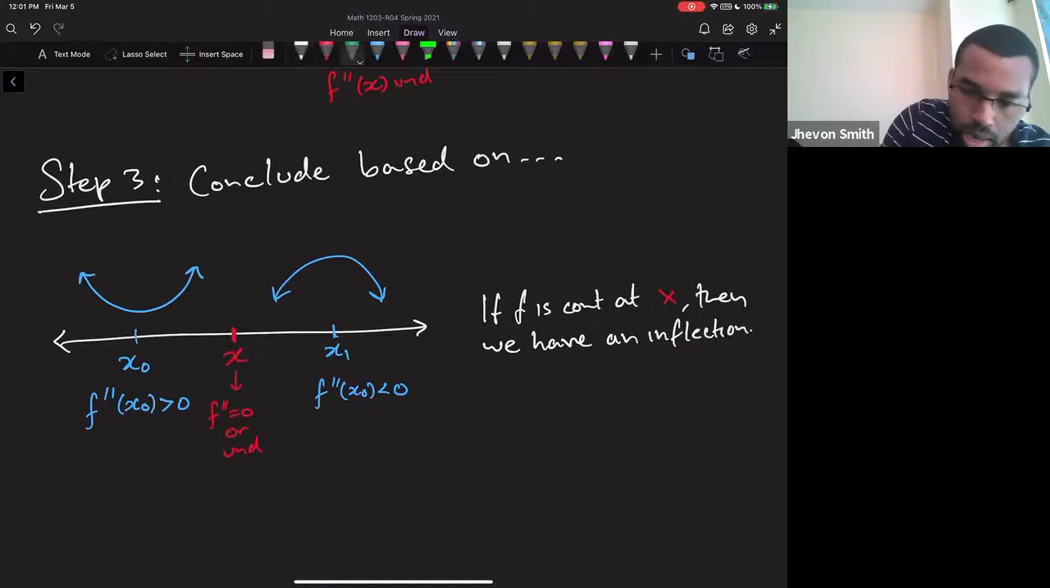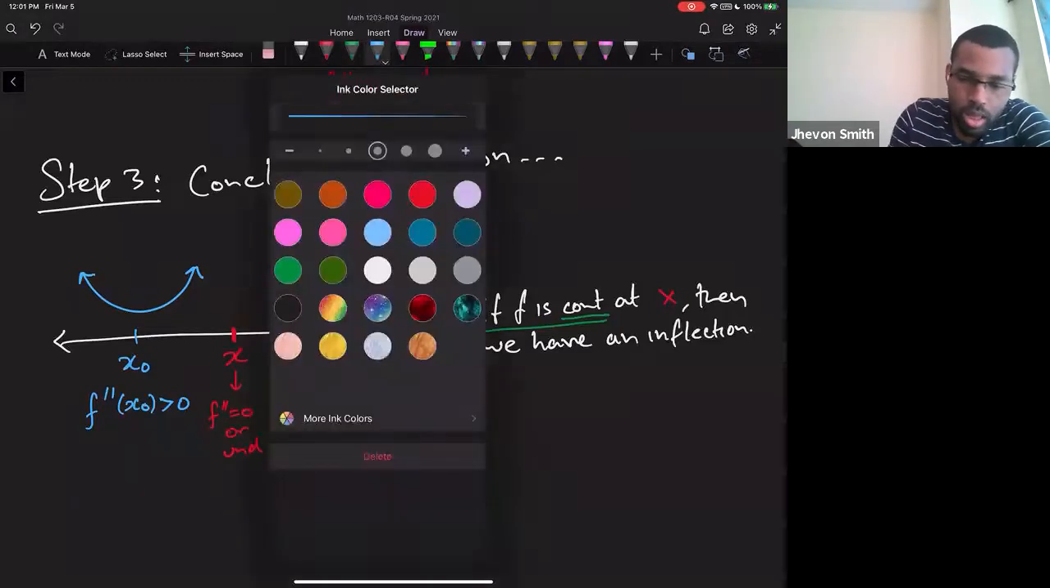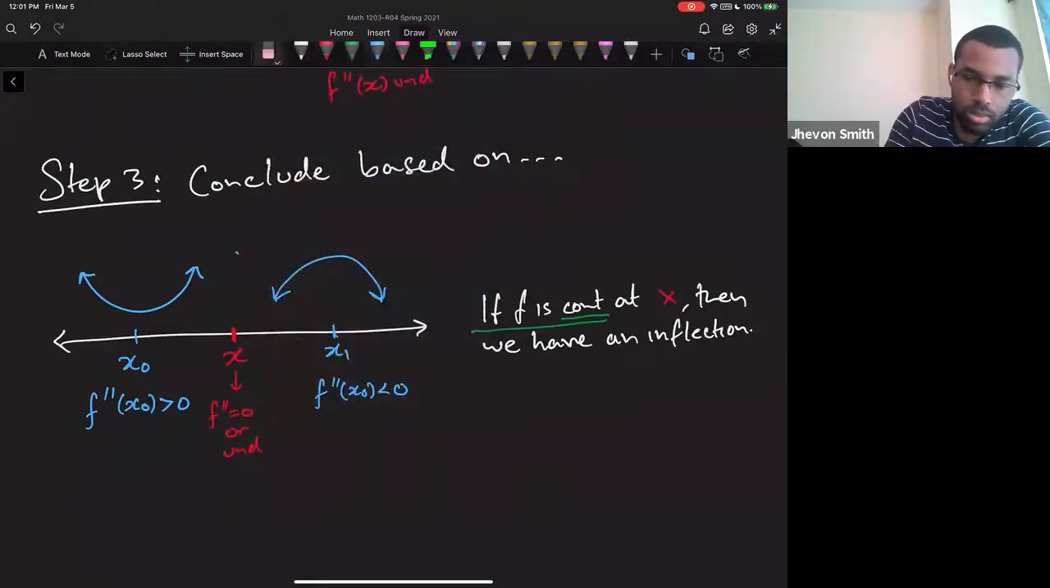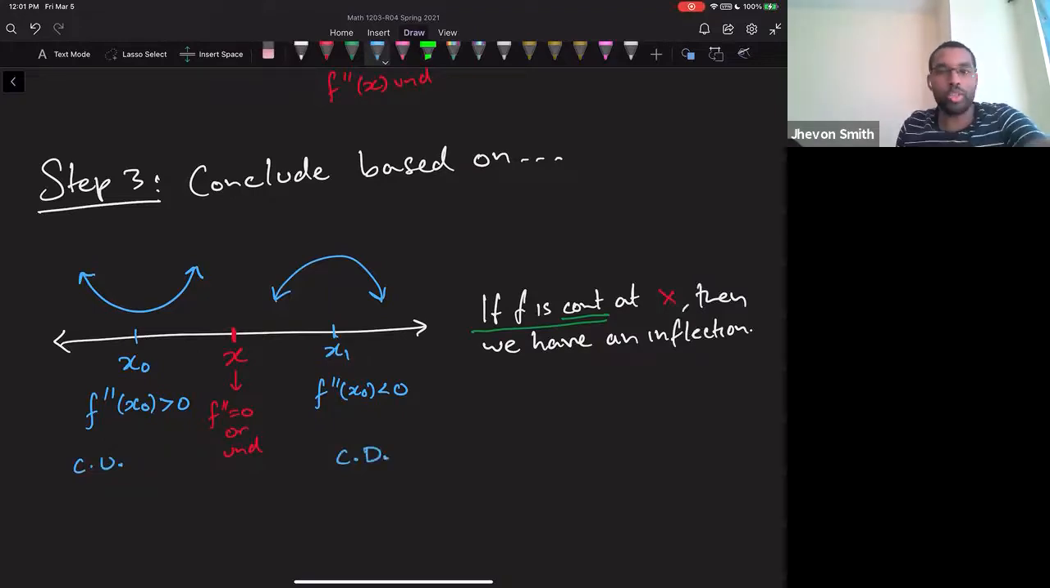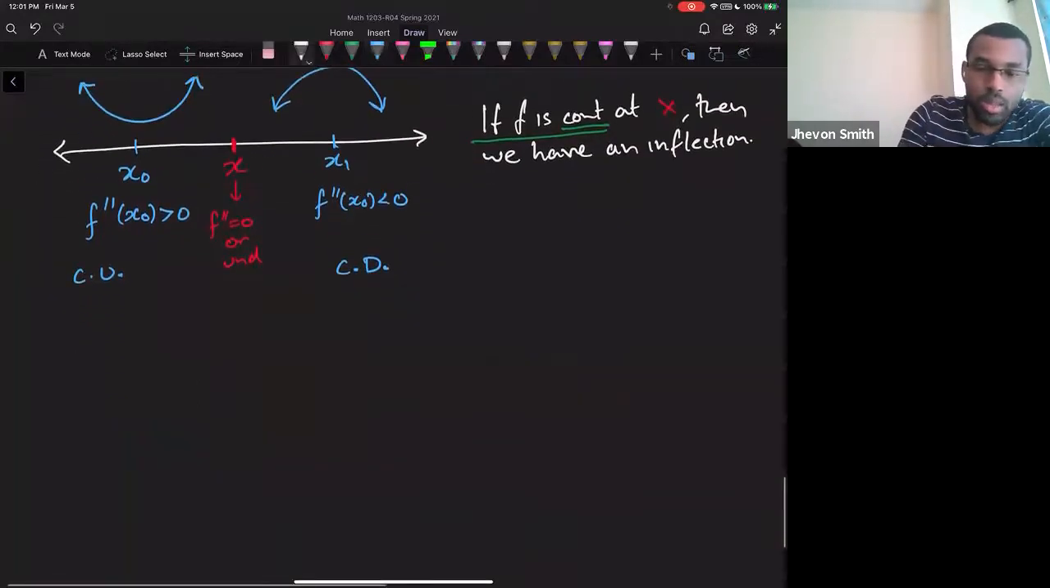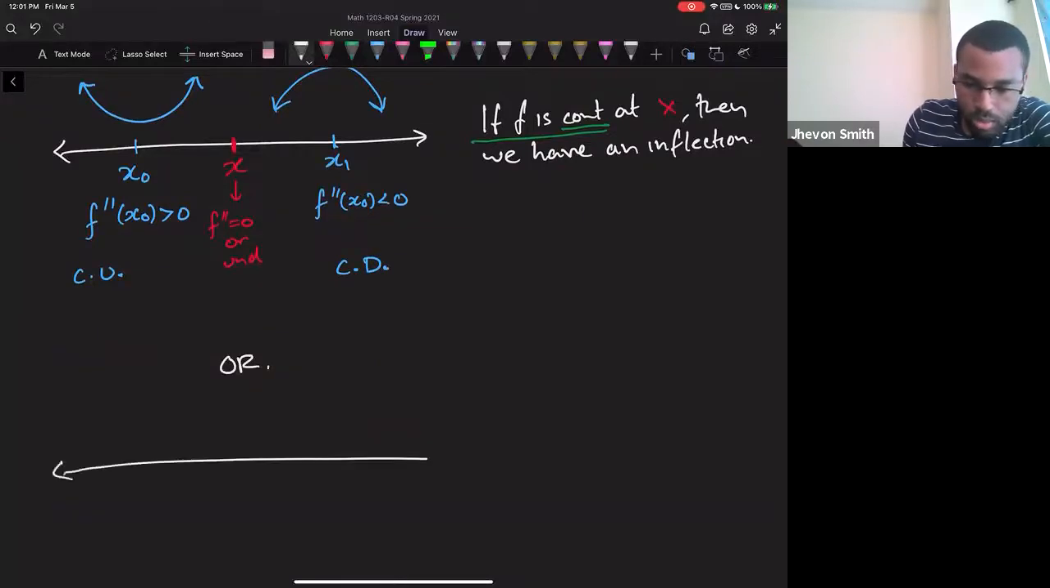How do I know? Well, it switched concavity, didn't it? It was concave up over here, and then it's concave down over here. It made a switch. By definition, if that point is on the graph, it just went through an inflection point. Or, of course, it could have gone the other way.